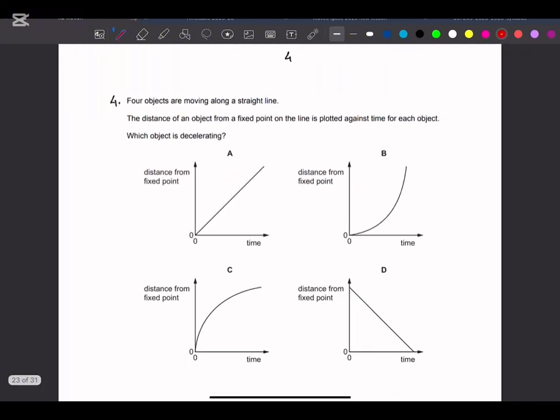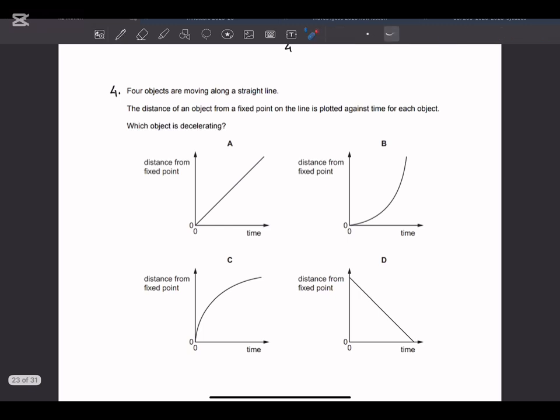Then you have question number 4. This time 4 objects are moving along a straight line. The distance of an object from a fixed point on the line is plotted against the time for each object. Which object is decelerating? So you know that when you are talking about deceleration, it means that the velocity is decreasing. Velocity is not increasing. So in this case, you can see that the gradient is constant, so velocity is constant. So this is not our required answer.